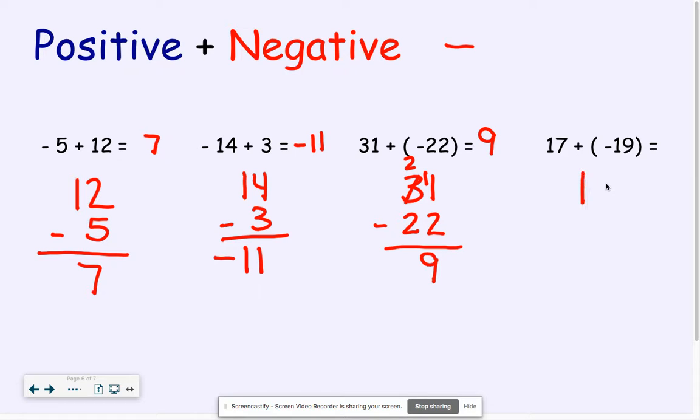The next one, 19 is our bigger number. Minus 17 is a smaller number. We get 2. 19 was the bigger number, and it had the negative symbol with it, so our answer has to have a negative symbol with it. So we get negative 2.